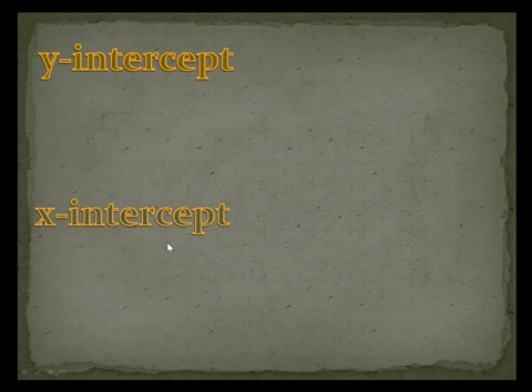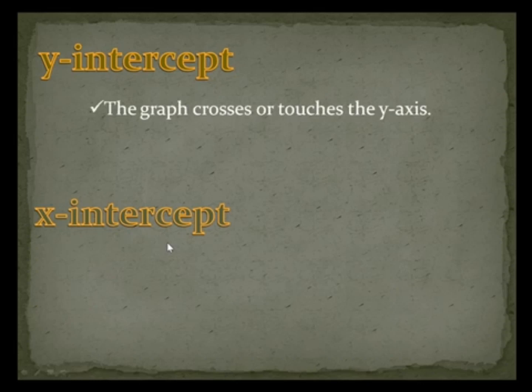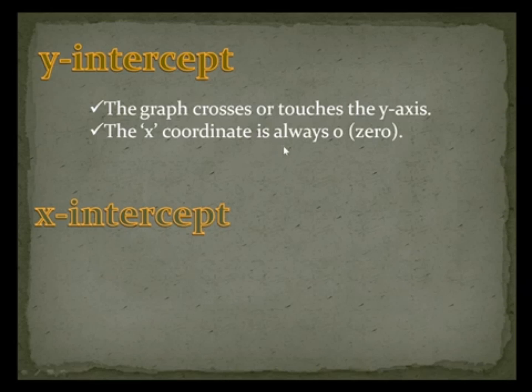Now let's talk about the y-intercept and the x-intercept for a minute, just as a review. The graph crosses or touches the y-axis. That's your y-intercept. And the x-coordinate is always 0. And let me just draw a coordinate plane here. So here's my x-axis and my y-axis. Now remember, we're talking about where it crosses the y-axis. At this point, it either crosses or touches. At this point, x is always 0 and y is some number, wherever it is on the axis.